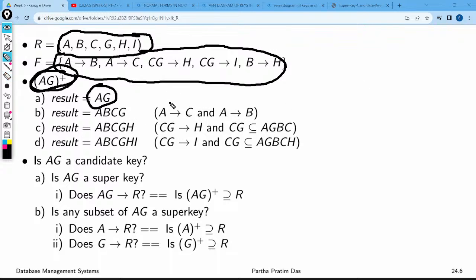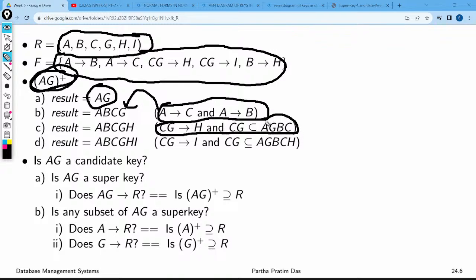Using this set, we find out that A arrow C and A arrow B exist, which means we can add B and C into the result. After that, we see that CG is a subset of AGBC, and CG implies H. So we can add H into the result set. Finally, CG arrow I exists, so we can add I here.